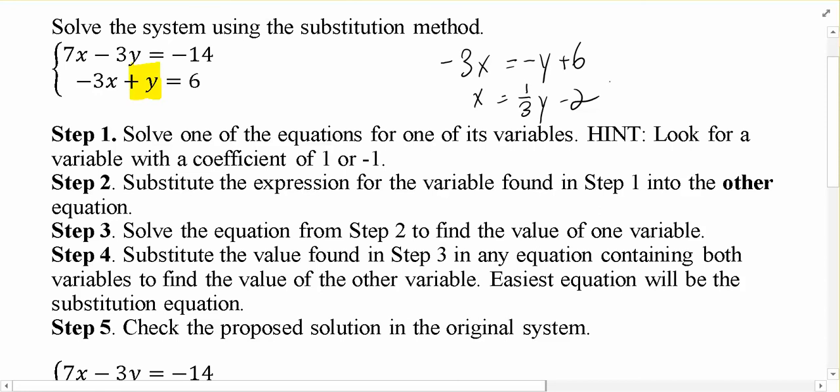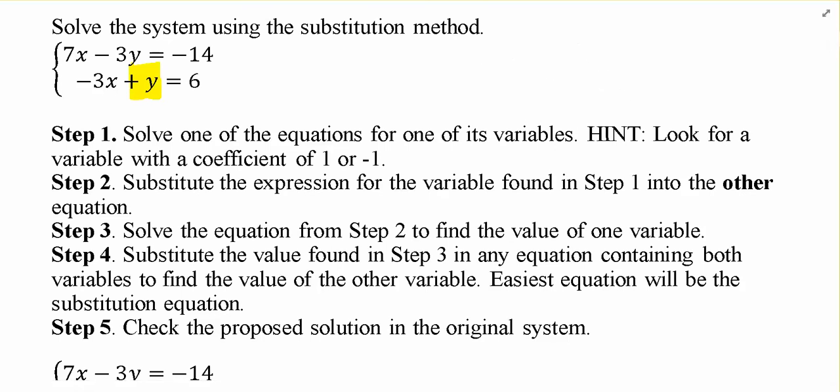Whereas if I only have a coefficient of 1 or -1, then when you divide by that coefficient, you're not introducing a fraction into the problem. So that's why we want to look for a variable that has a coefficient of 1 or -1 when we're using the substitution method, because that's going to allow us to avoid fractions. And as we know, fractions suck.